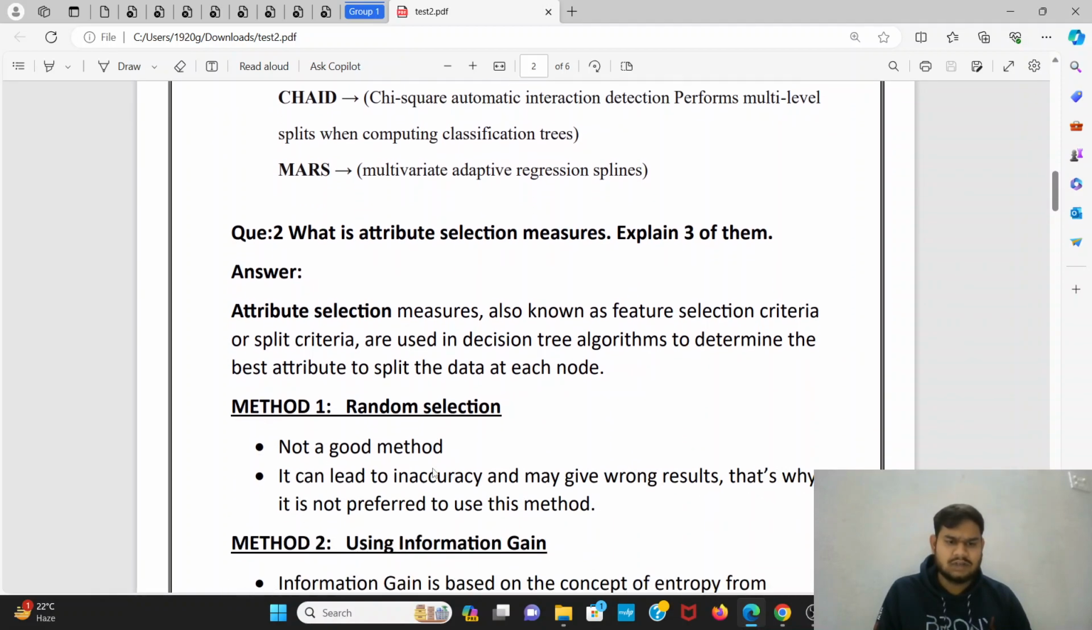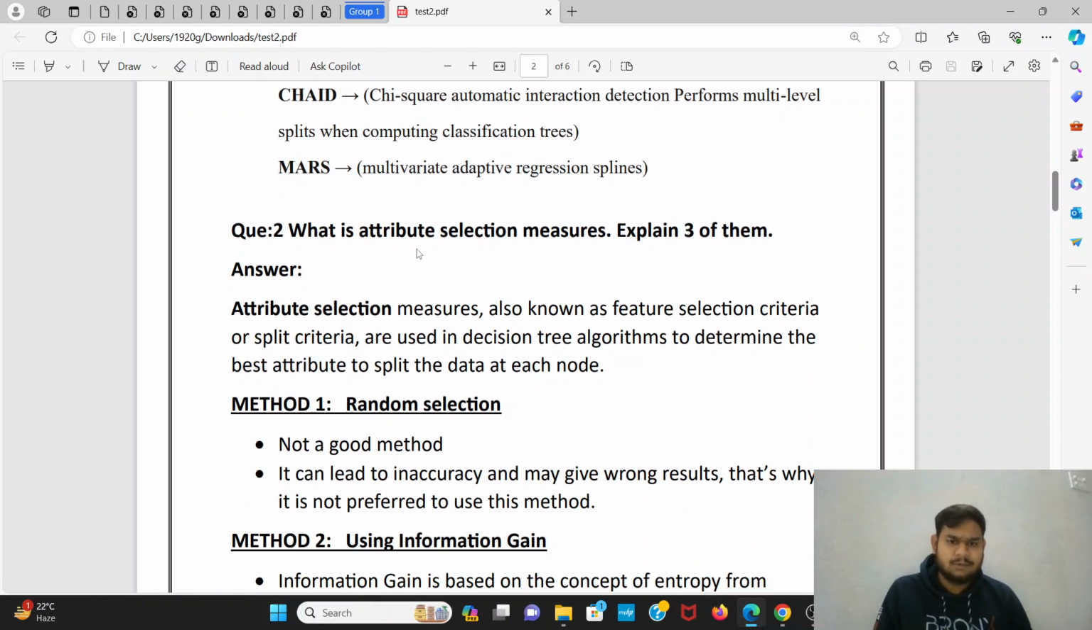Let's move on to the next question. Question number 2. What is attribute selection measure? Explain three of them. Answer. Attribute selection measures, also known as feature selection criteria or split criteria, are used in decision tree algorithms to determine the best attribute to split the data at each node. Method 1. Random selection. Not a good method. It can lead to inaccuracy and may give wrong results. That's why it is not preferred to use this method.